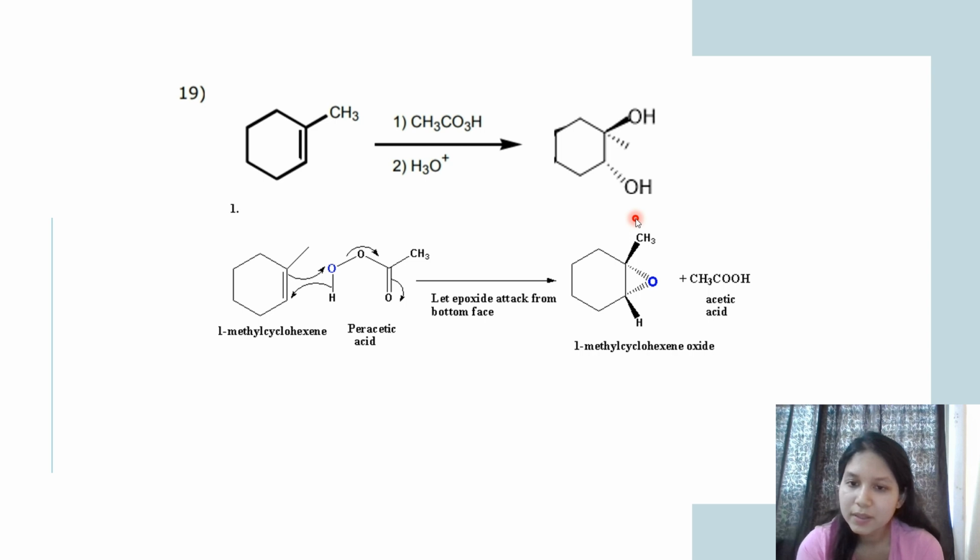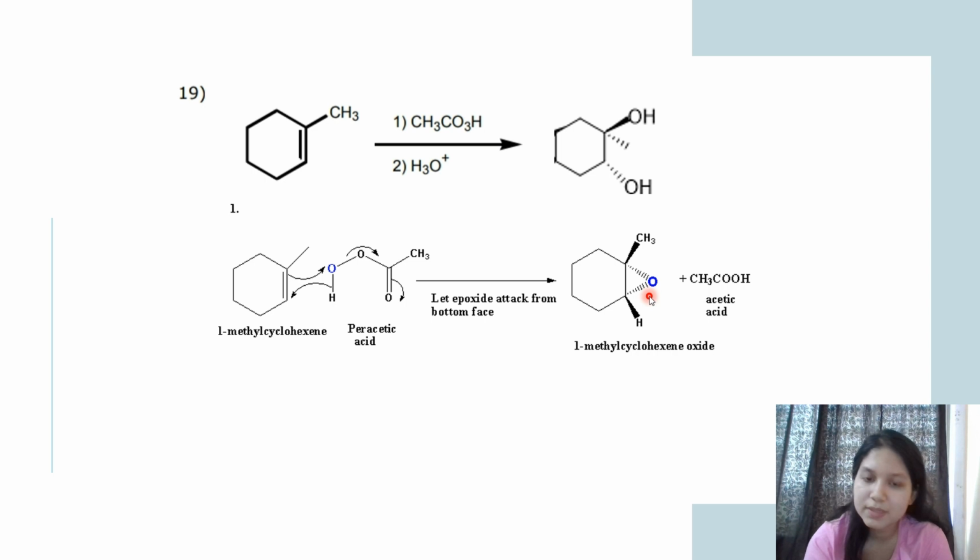So in this way you get the final product: when you treat this epoxide, formed in the first step of the reaction, with acidic water, you first get an oxonium ion here by protonation, and then water will come from this side and open up the ring. So I hope this is clear, the reaction of peracetic acid with alkenes.